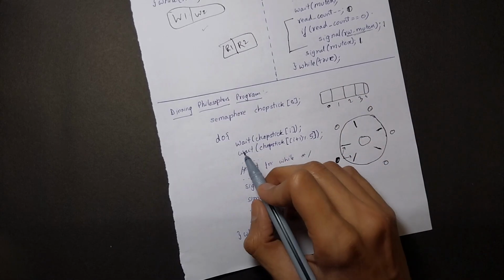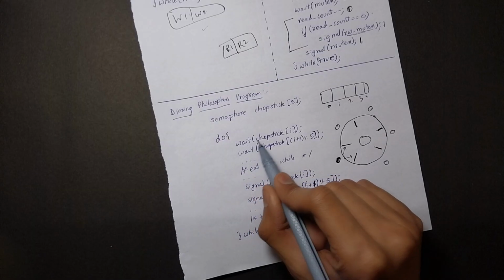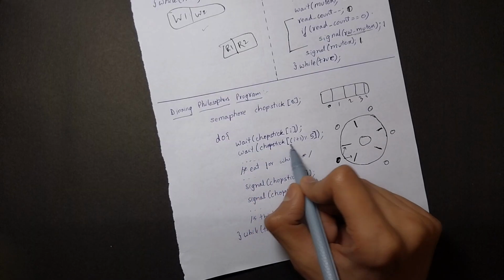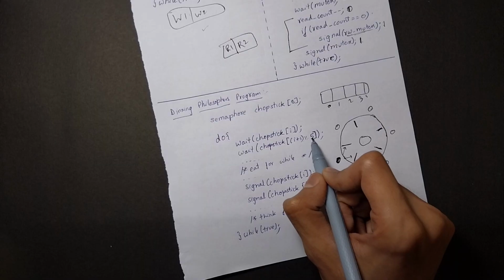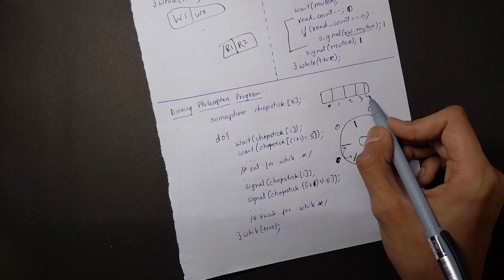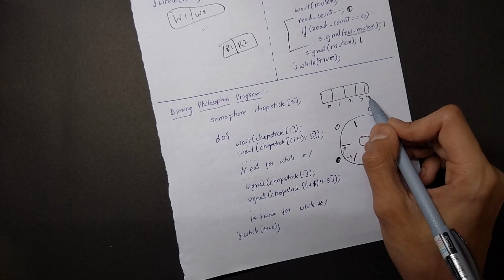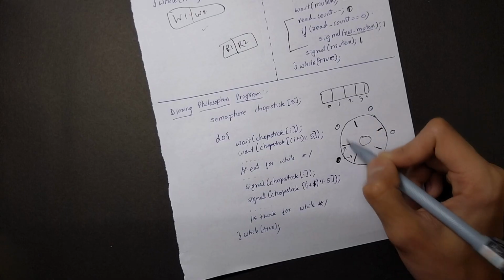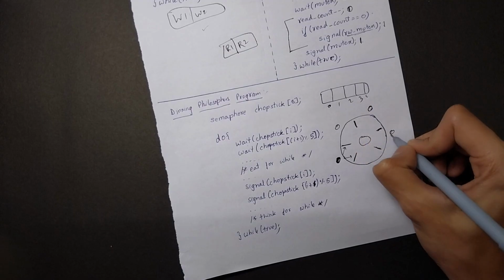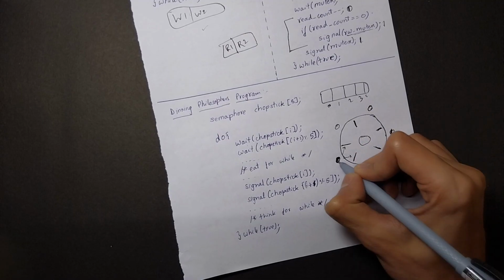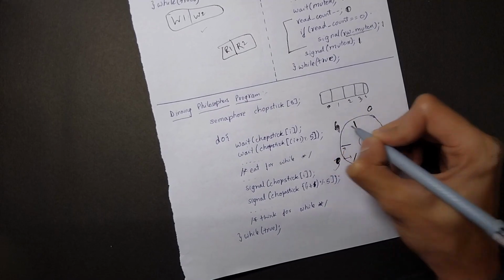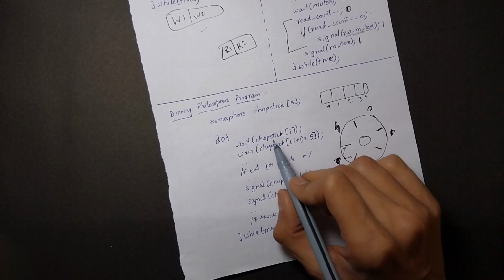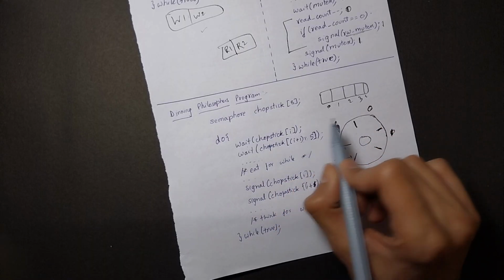So for that we write the condition, that is wait chopstick of i and wait chopstick of (i plus 1) modulo 5. Why modulo 5? Because we have the array only till 4. Suppose my value is 4 and then 4 plus 1 is 5, it will be out of bound. So it is circular, right? So this is 0, this is 1, this is 2, this is 3, this is 4.